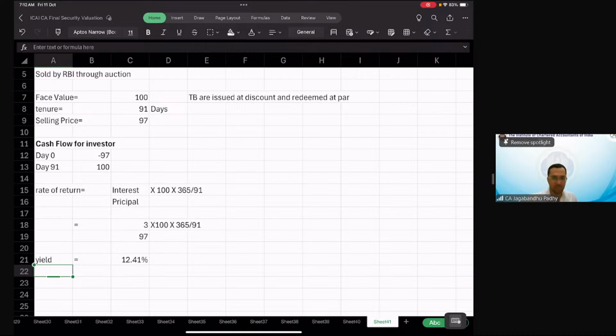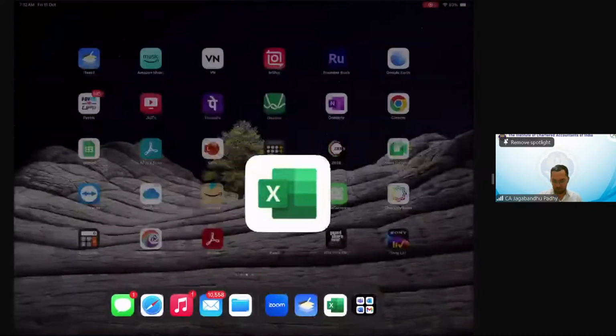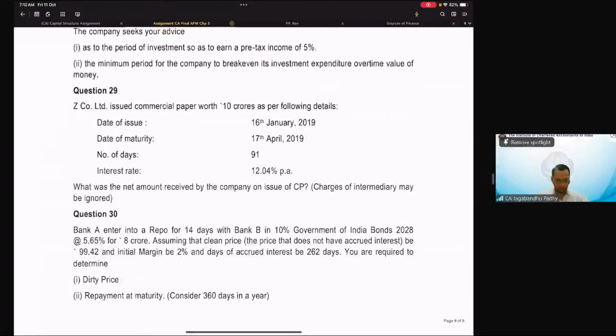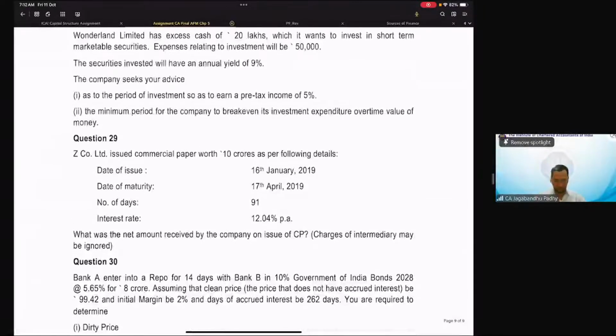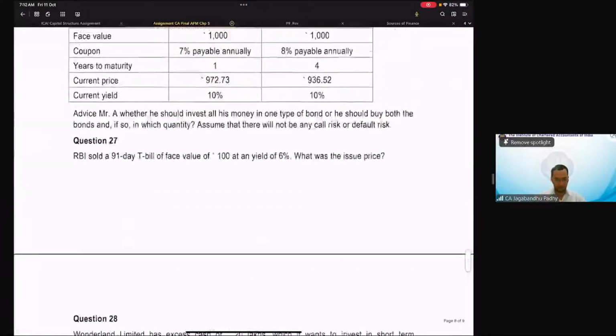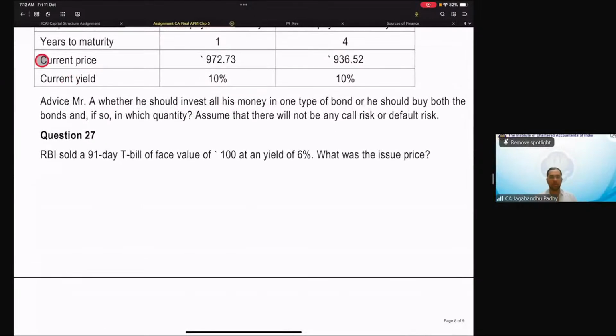Okay, so let's do one thing. Let's do a question on this treasury bill from our assignment. A simple question, question number 27, guys. Let's try to solve question 27. RBI sold a 91-day T-bill of face value 100 at a yield of 6%. What was the issue price?